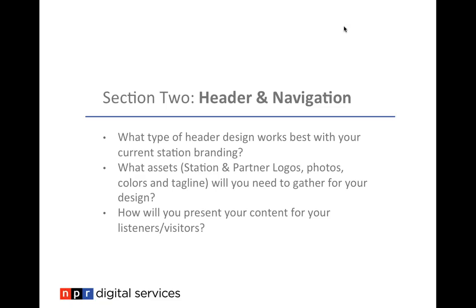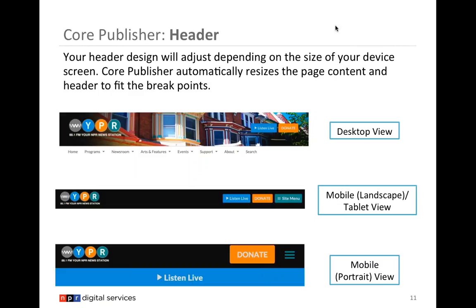Right now we're going to focus on your header and your navigation. So this is all about the branding that works, the design that works best for your station branding, and also thinking more about how you are going to present your content for your listeners and web visitors. So in Core Publisher, you will have complete control of your header design. You'll be able to add your logo, your background color or image, your tagline, and also customize the 1 or 2 buttons that show up in the top right, and those are your listen live and donate buttons. You'll also have complete control of your navigation.